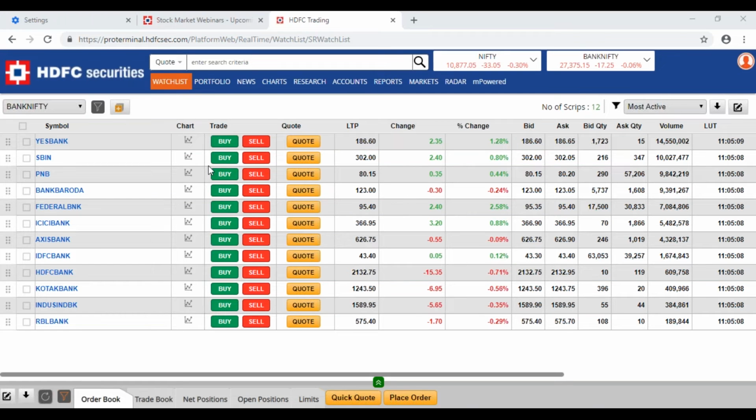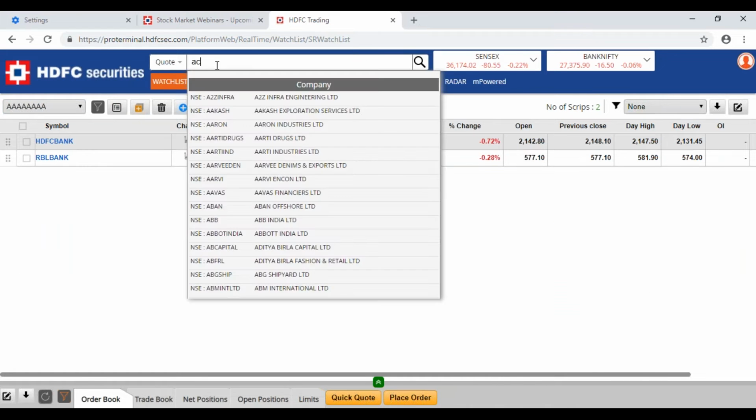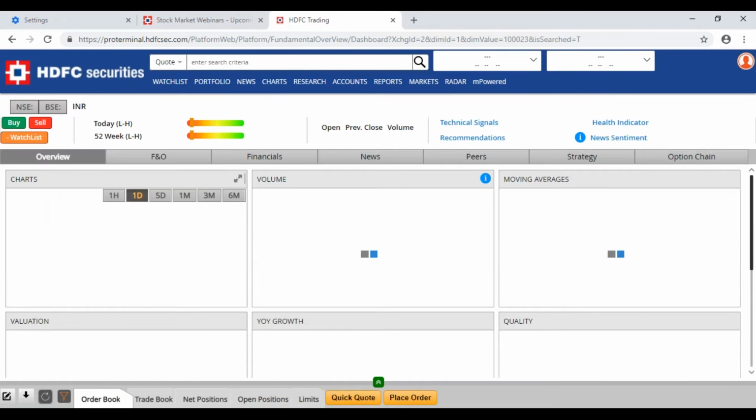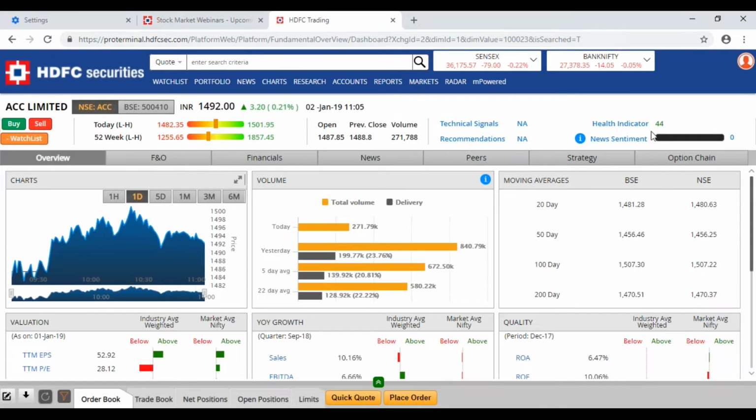The first question that comes to most investors' minds is how is the stock, what about this industry, and should I buy this or not? For that, our ProTerminal has a health indicator. If you're searching for any stock, say for example ACC, you simply click on it, and the moment you click on it, you can see the health indicator.